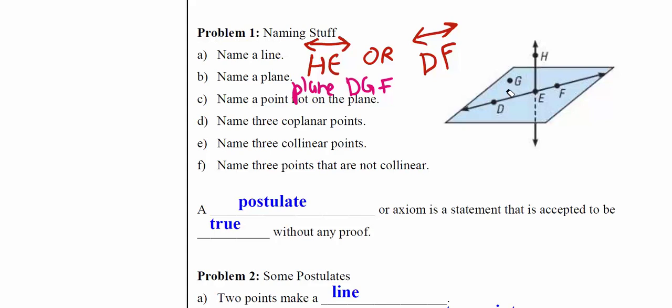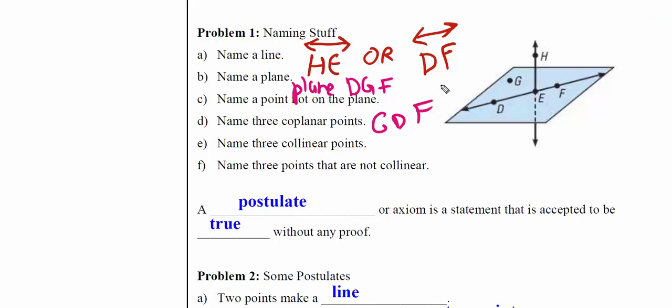Name a point not on the plane. Well, point H, right? Name 3 coplanar points. These are points that are in the plane. So once again, we could go ahead and name points that are in the plane, that are coplanar, that make up the plane. GDF, right? FEG, EGF, EDF, etc. So for example, let's do GDF.